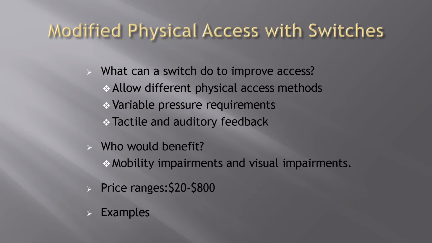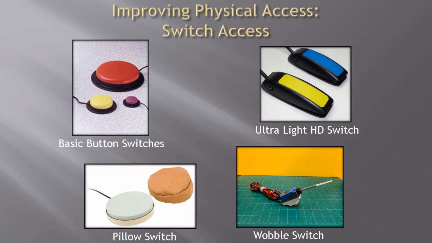Now let's look at some examples. There is a wide variety of switch types to meet the abilities of many different people. The standard button type switches, seen here in the top left corner, are the most common. It is a basic, rugged, plastic button switch. They come in a variety of different sizes. The top one is most commonly referred to as the big red switch. Then you have the medium button switch, and the small ones are often referred to as a spec switch.